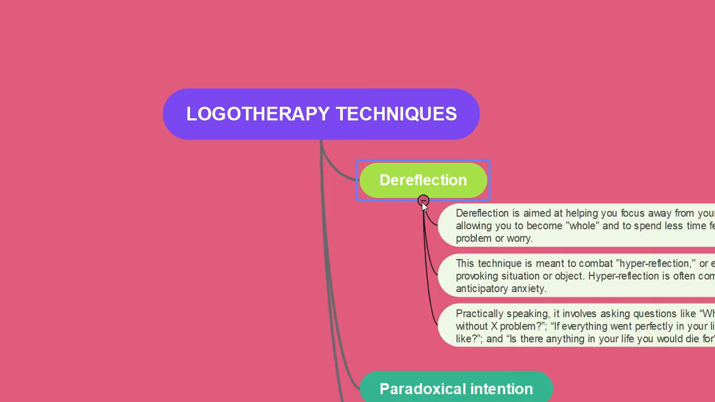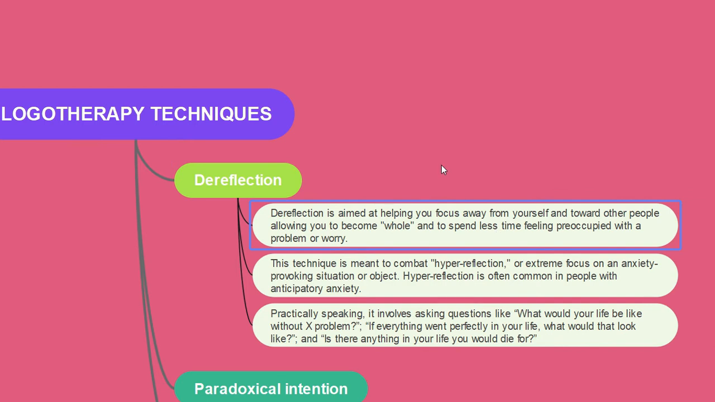Let us learn first about dereflection. Dereflection is aimed at helping you focus away from yourself and towards other people, allowing you to become whole and to spend less time feeling preoccupied with a problem or a worry. In simple words, it helps you to focus away from the problem you are facing right now. Because when we are struck by a problem, we don't focus on any other things in our life.